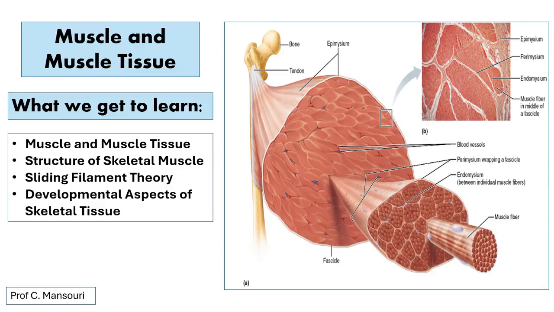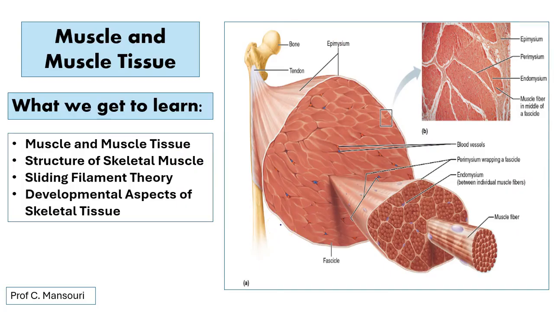Hello learners and welcome to chapter 9 where we get to focus on muscle and muscle tissue. So our goal is to figure out what is muscle, what does it do, and how does it do it. So what we get to learn is we get to learn about muscle and muscle tissue, the structure of skeletal muscle from a gross anatomy perspective, which is what we see here, to a microscopic perspective.